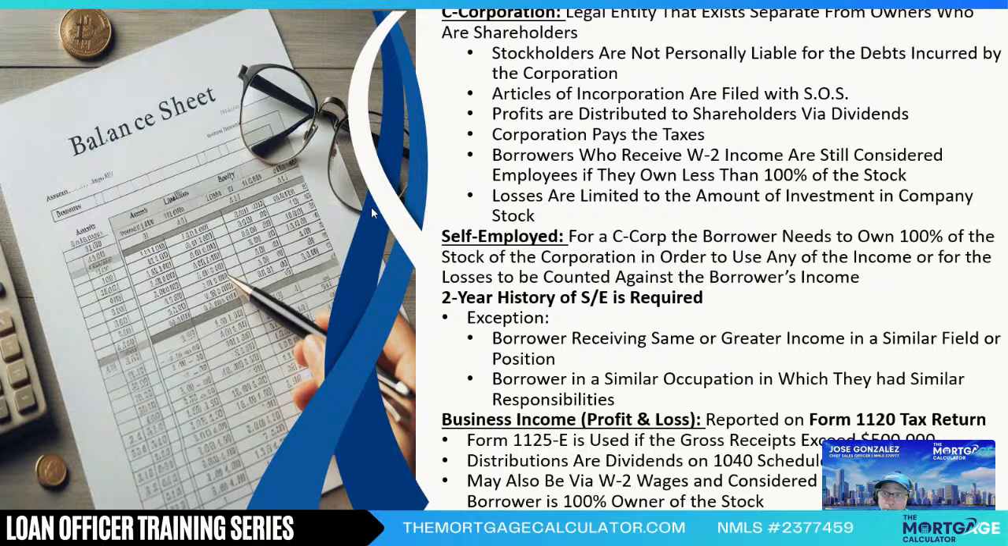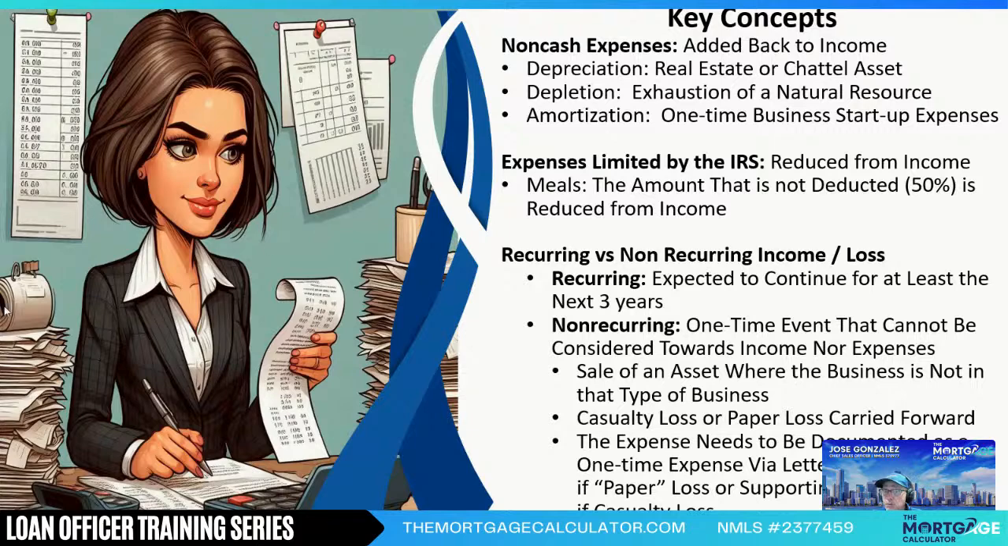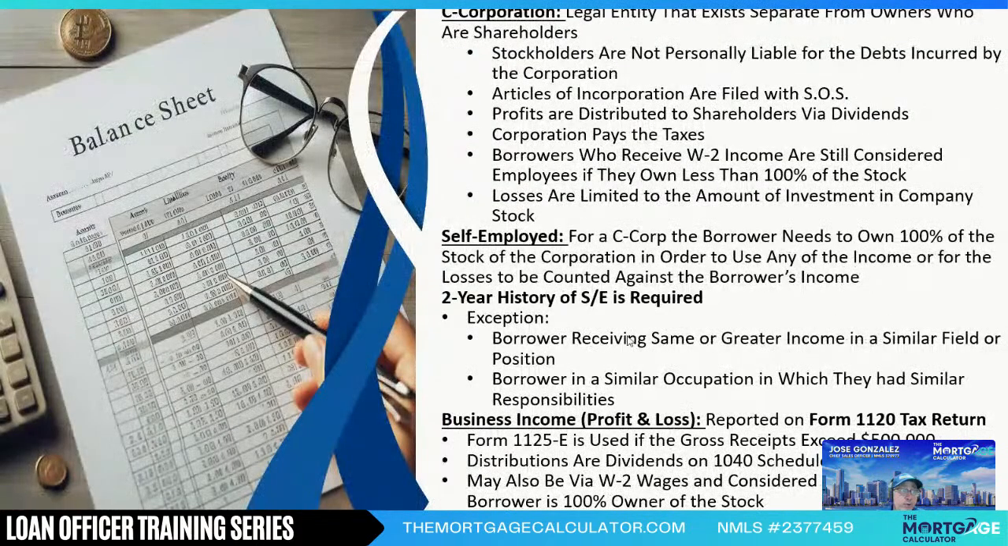That is the big difference between an S Corp and a C Corp. For a C Corp borrower to be considered self-employed, the borrower needs to own 100% of the stock of the corporation, and they also need to own 100% of the stock of the corporation in order to use any of the income or to have any losses counted against their income. Now, this is probably the most important point.